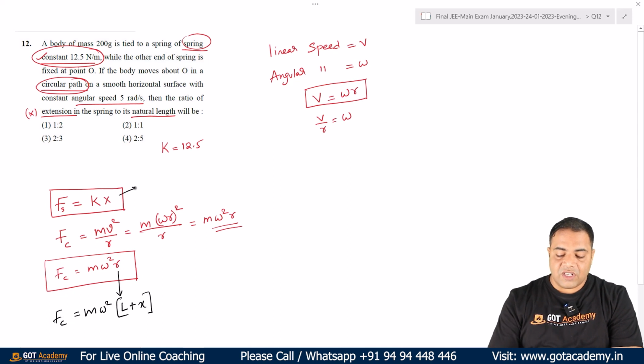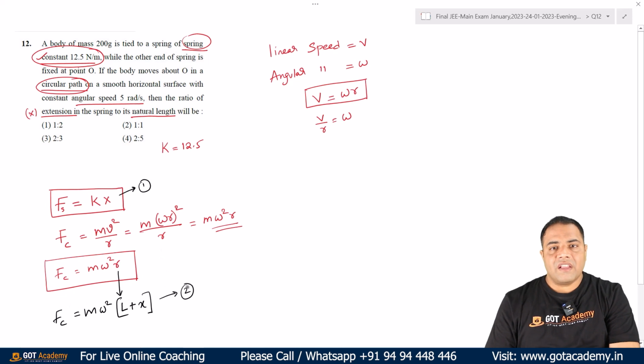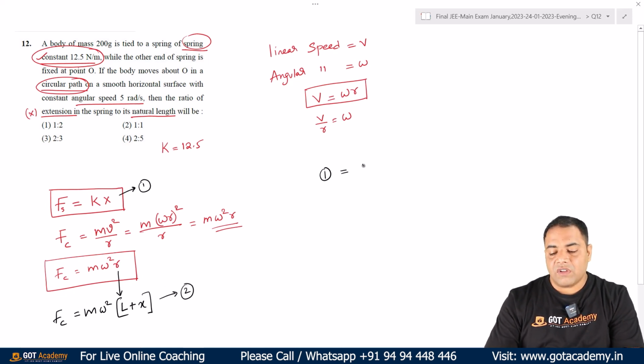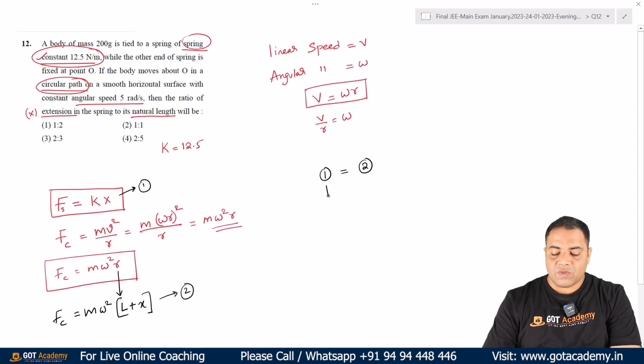Now I say that this is equation 1, whereas this is equation 2. So to maintain this in equilibrium condition, I have to say that equation 1 equals equation 2. So from this, what is equation 1?